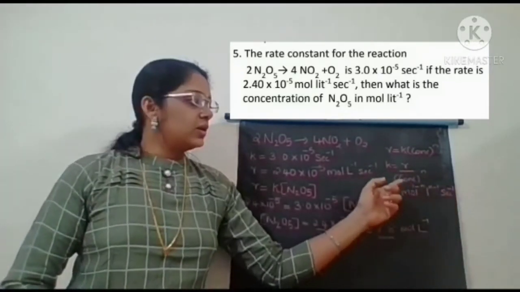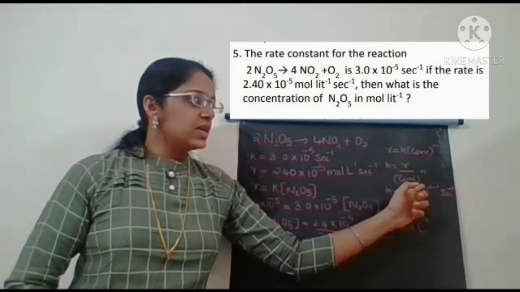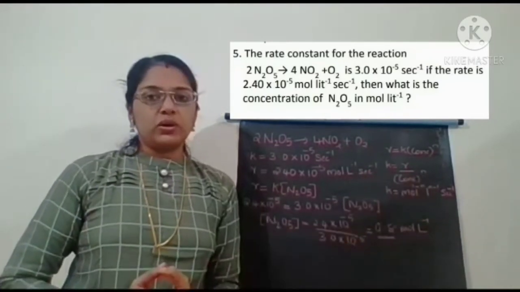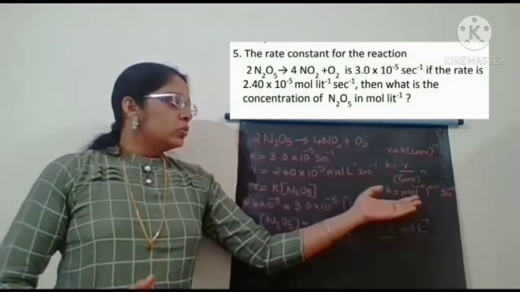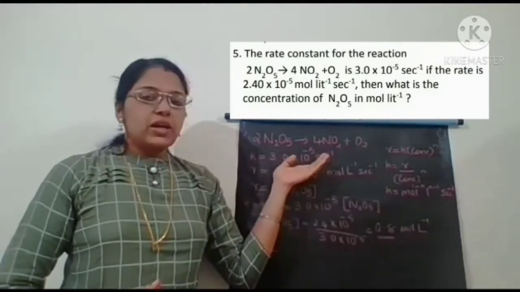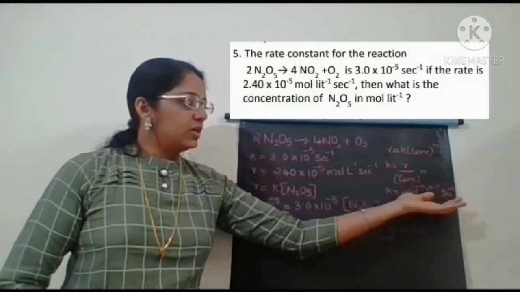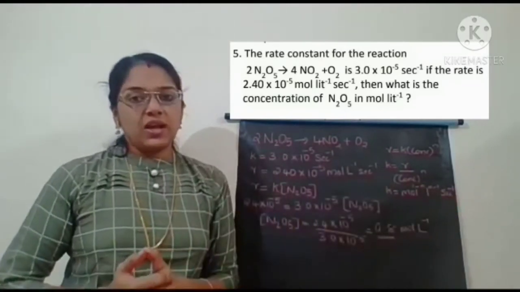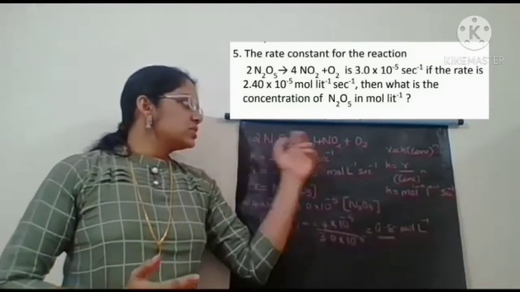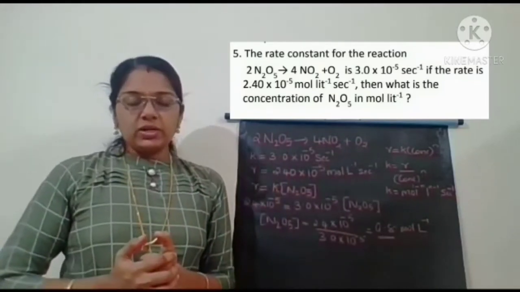So K can be second inverse when the order is equal to 1. Here the unit is obtained as second inverse, so the order of the reaction is 1 only. We can get the unit of rate constant as second inverse. So this reaction follows first order kinetics.